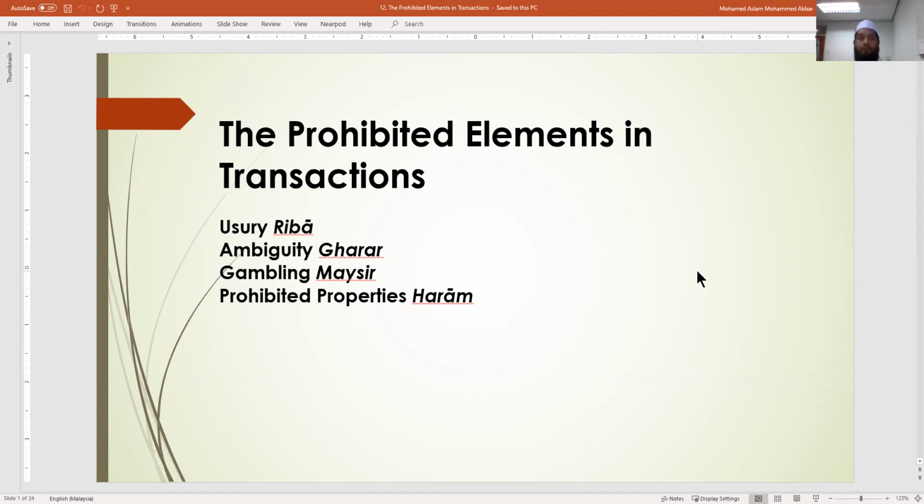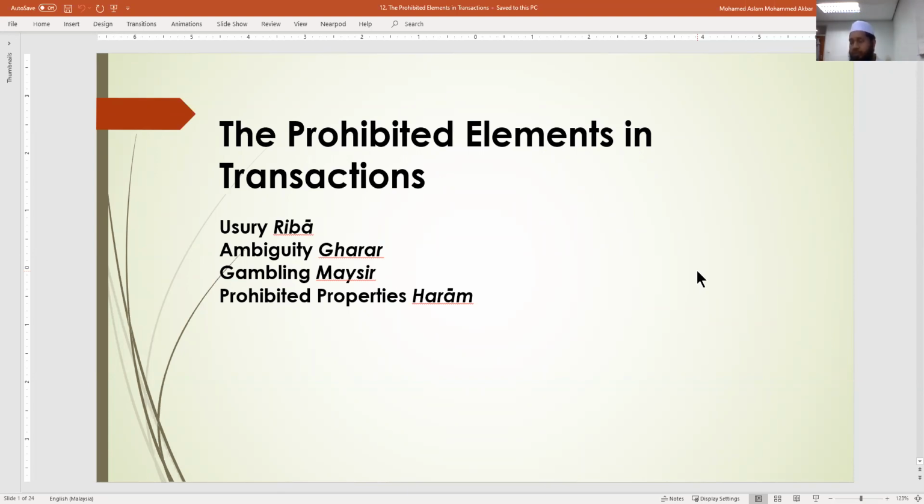Okay, then, if there is no question, let me start the next one. I think this is the last slide of this semester. I think we have around four topics to cover. Most probably we will be doing this in three classes. So today we are going to talk about the first prohibited element in transactions, which is riba.